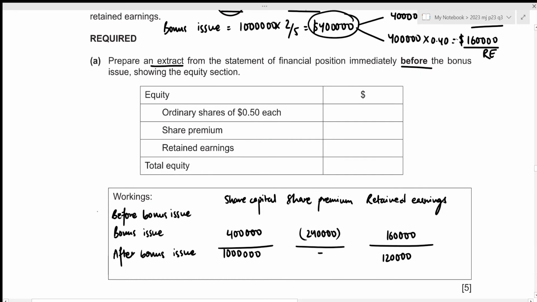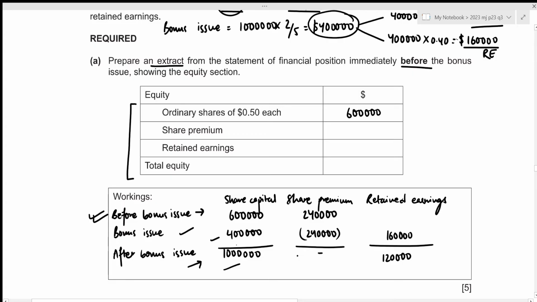Now we just need to figure out the values before bonus issue for the first part. And in order to do so, it is just going to be our balancing figure. So we just need to subtract our bonus issue from the total. So for share capital, that's 1 million minus 400,000, which results in 600,000. So that's the value that we need to show right here. For share premium, that's 0 minus 240,000. So that's a double negative, which makes it a positive. So that's going to be 240,000.